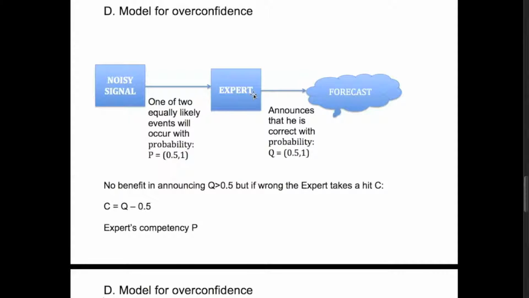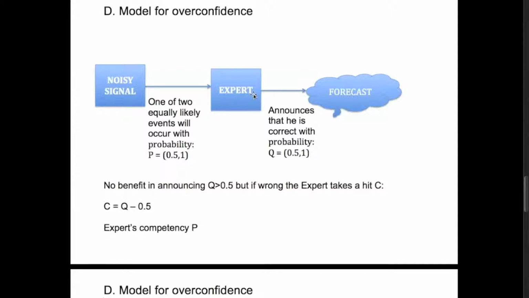The noisy signal says that one of two equally likely events will occur, and there's a probability P for that, which lies between 0.5 and 1. If it is 0.5, then he is the same as you and me, and there is no competency that he has. So we name this P as the expert's competency.